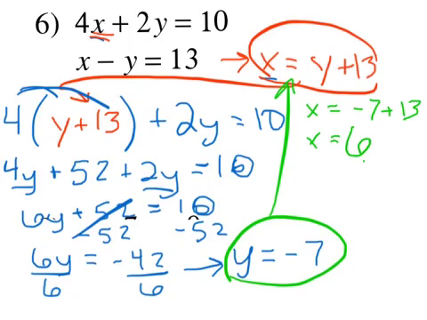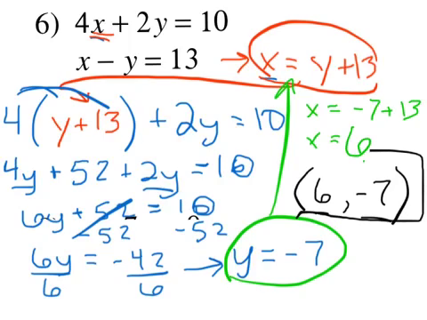So our final answer here is the coordinate 6, negative 7. And that's because the x goes first and the y goes second. So our final answer is this coordinate.